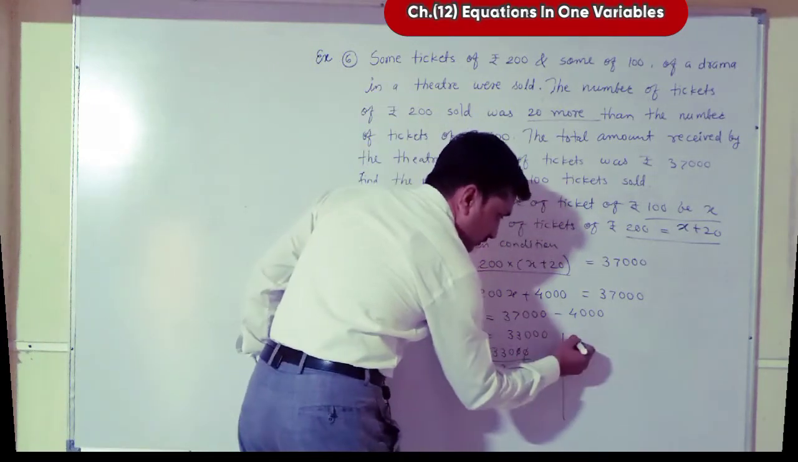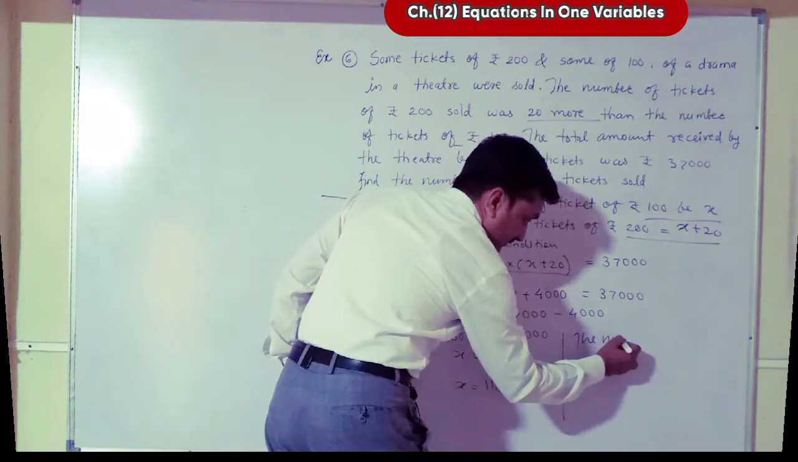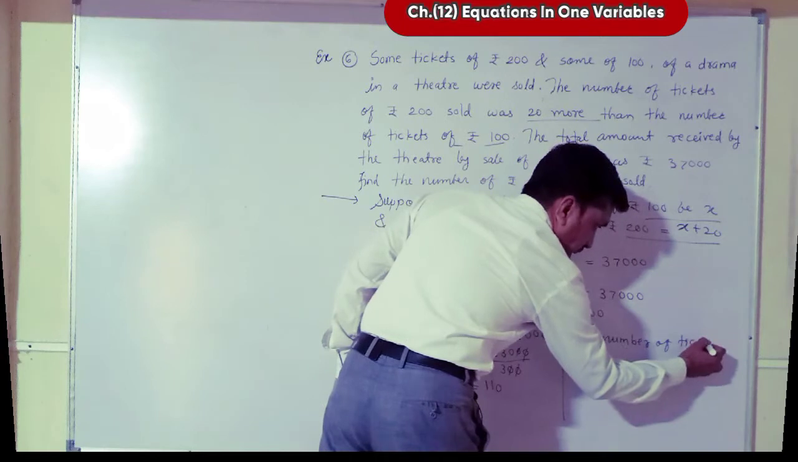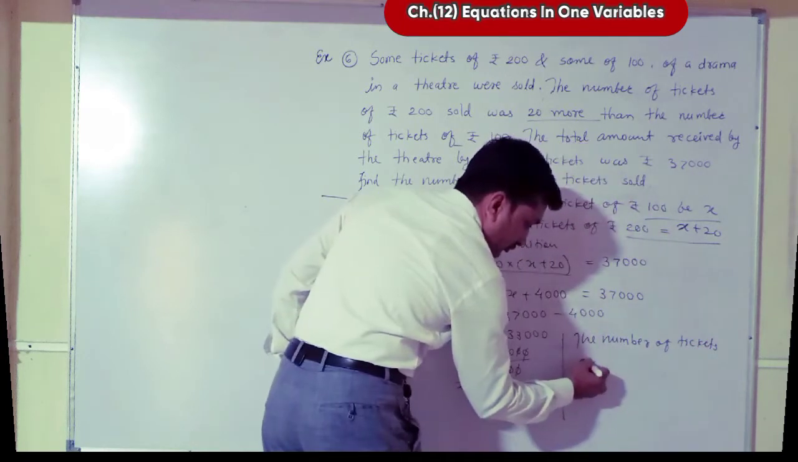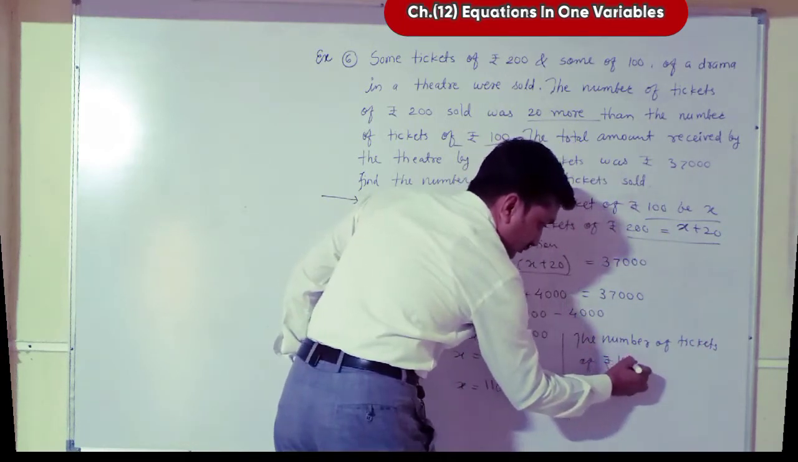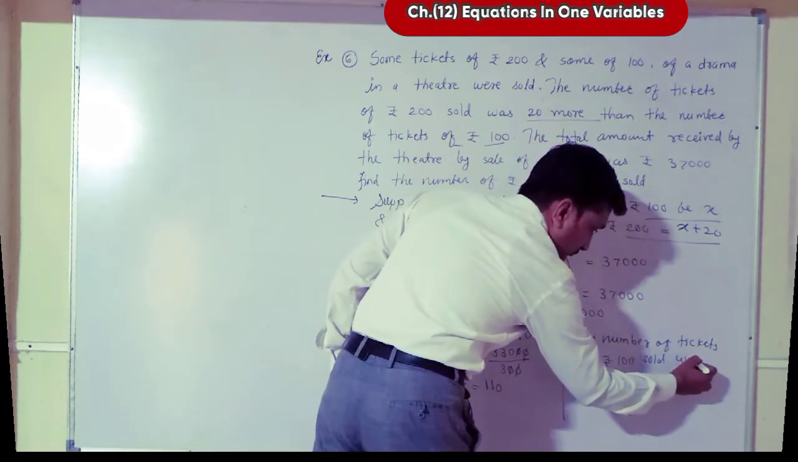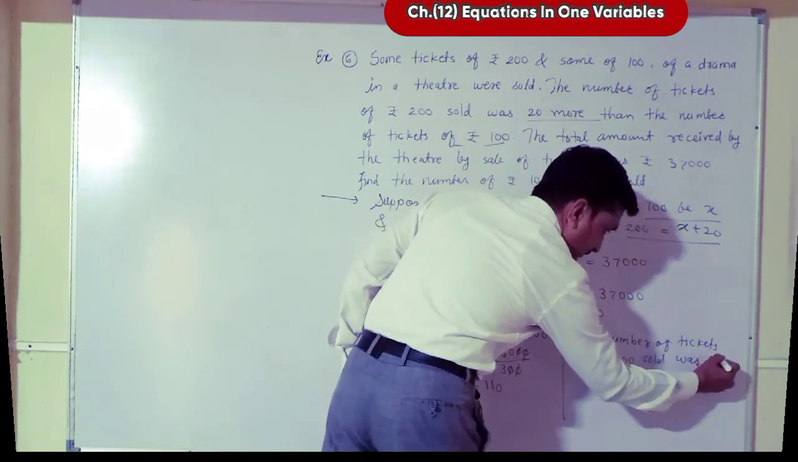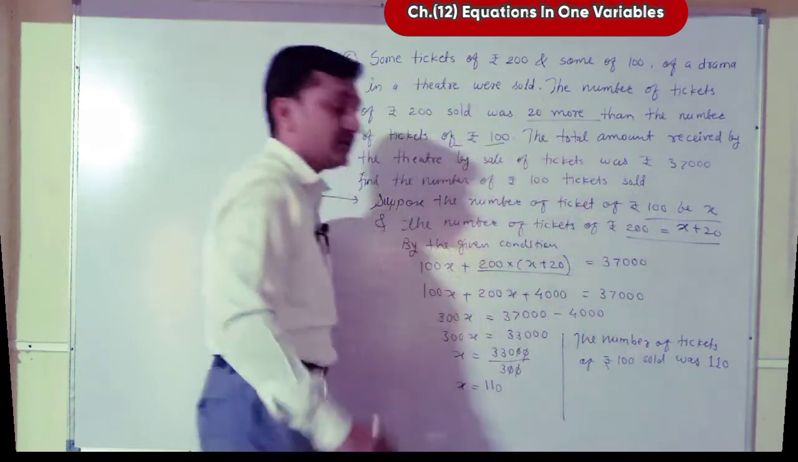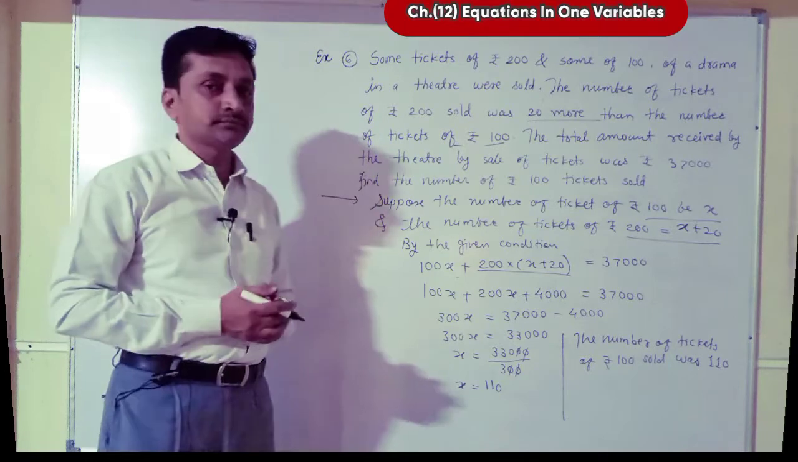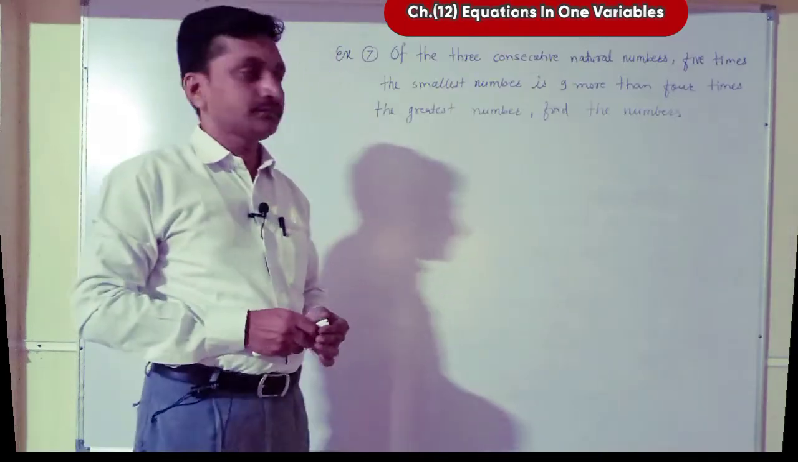Therefore, the number of tickets of rupees 100 sold was 110. Means 110 tickets were sold of rupees 100. Now let's see example number 7.